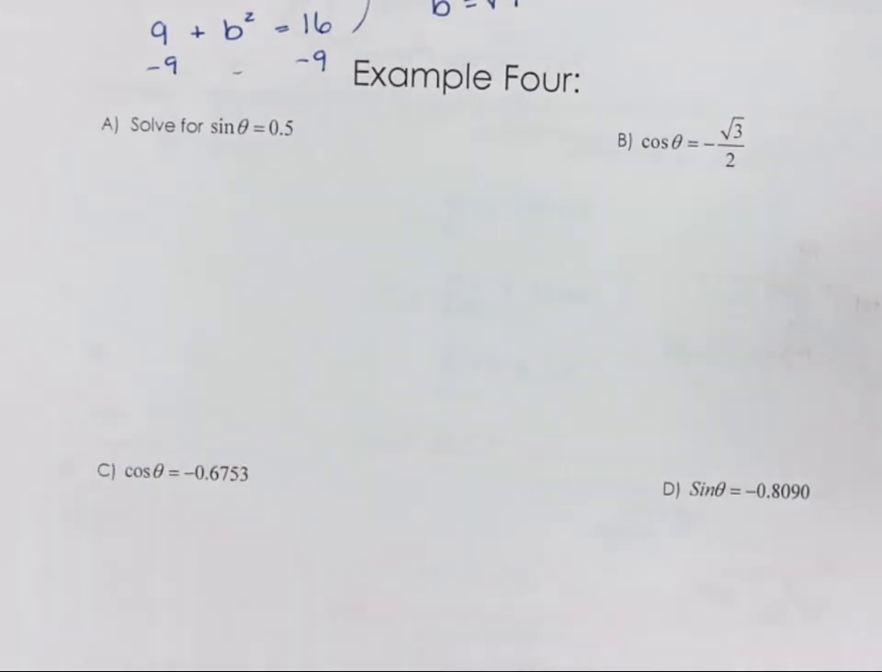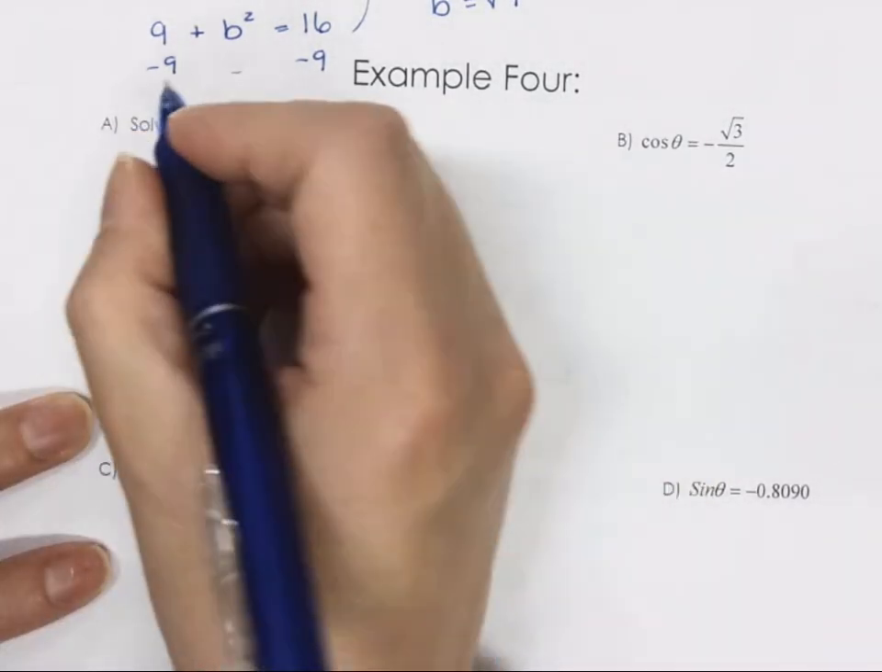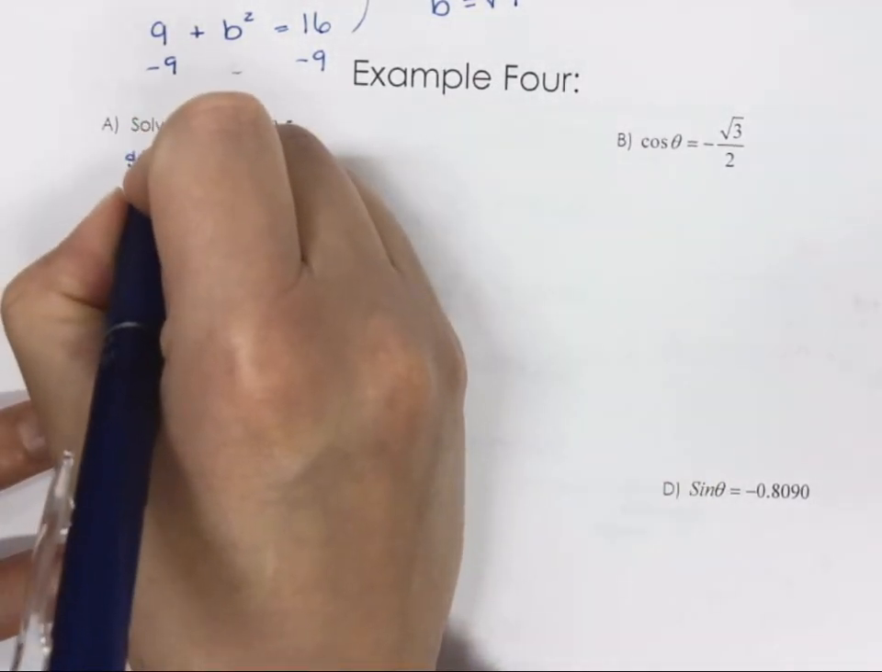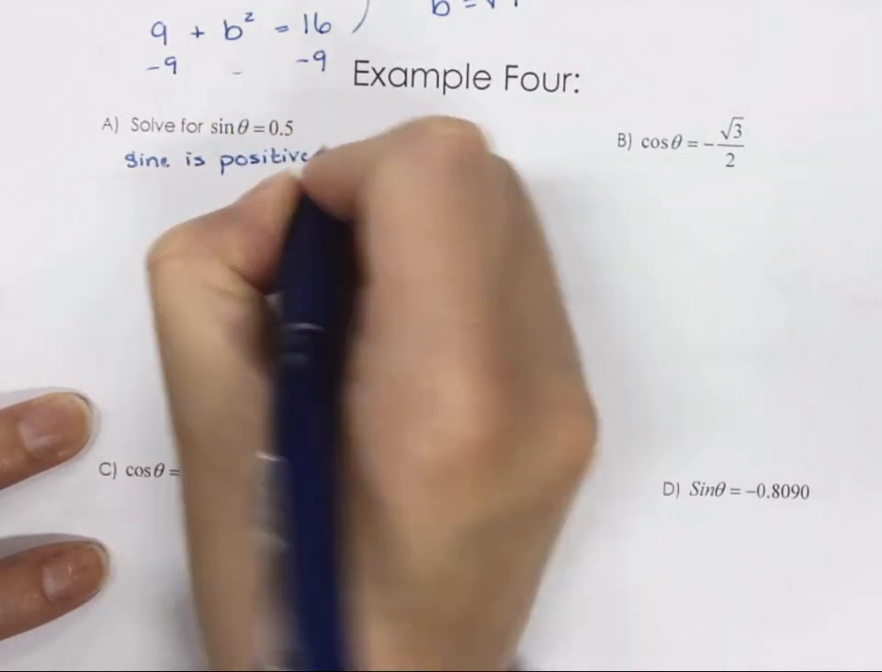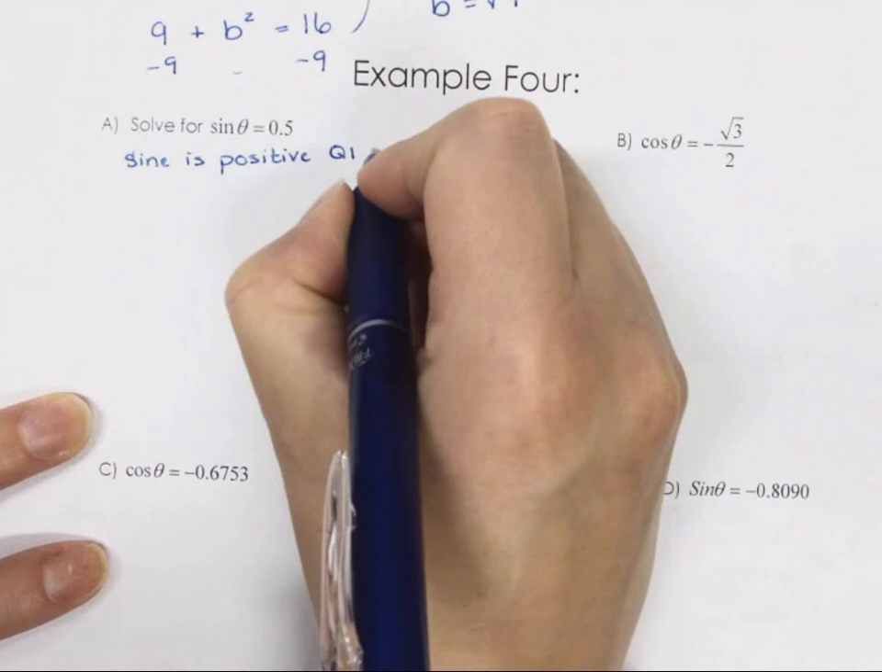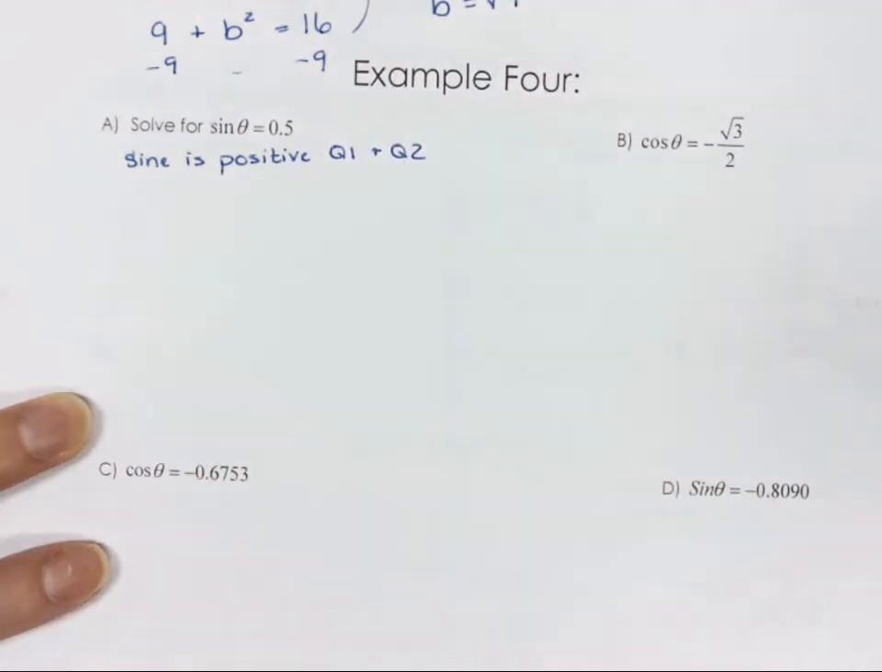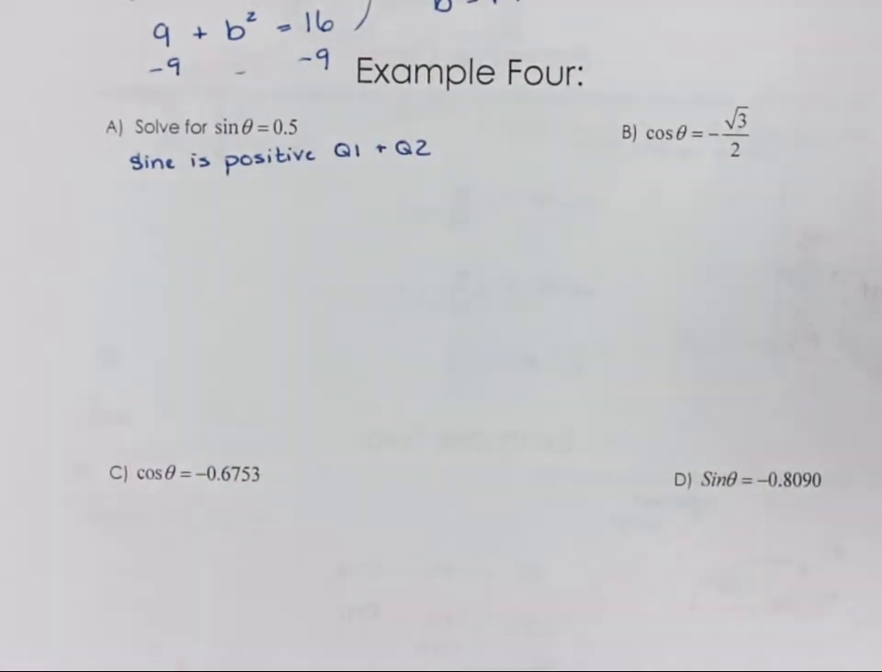Yes? Okay, so where on the coordinate plane is sine positive? Quadrant 1 and 2. So it's number 1 and 2. Okay, so how many answers am I going to have? So now you're dealing with all four quadrants. You're not looking at just, oh, here's a little pretty triangle. You're looking at all four quadrants.